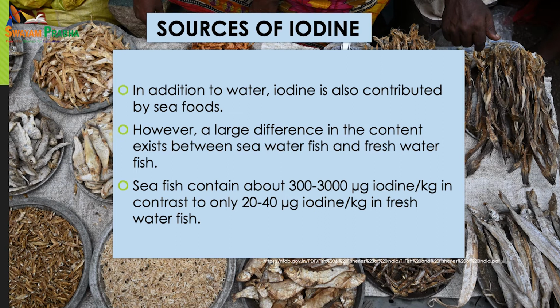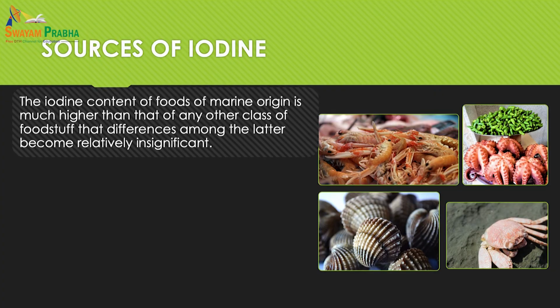The examples of seawater fish are sardines, mackerel, ribbon fish, grouper, cobia, and tuna. Examples of freshwater fish are mahseer, trout, carps, catfish, snakeheads, and featherbacks. The iodine content of foods of marine origin is much higher than that of any other class of foodstuff. The differences among the latter become relatively insignificant.